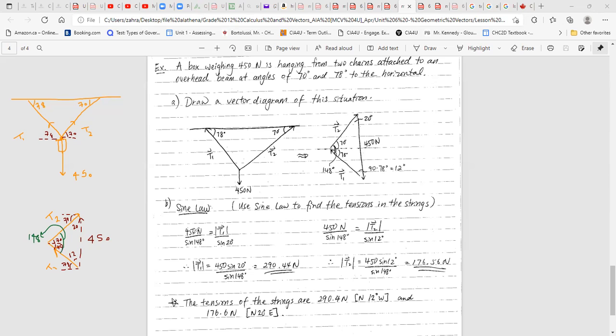So 450 divided by sine of 148 equals T1 divided by sine 20. You can rearrange for T1. Same thing: 450 divided by sine of 148 is T2 divided by sine of 12. Rearrange for T2 and we get that. Also, we know the direction of that, of course, is north 12 to the west, and this one is east 70 north. You can use those.